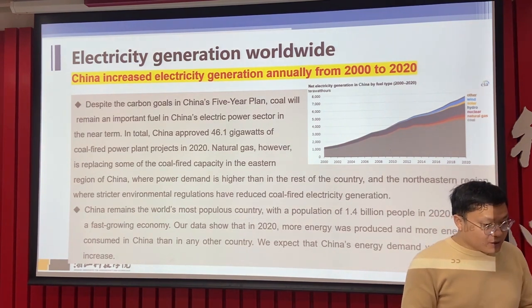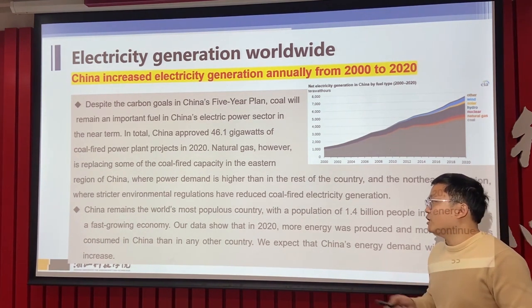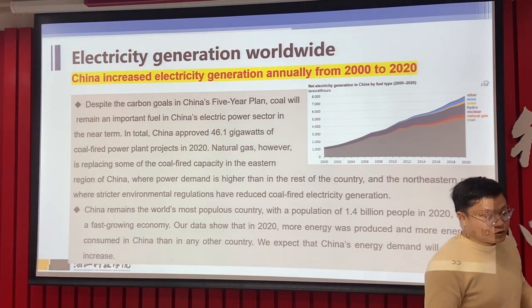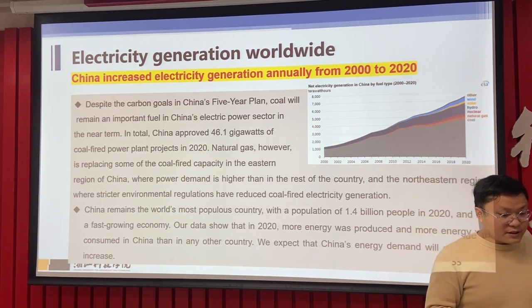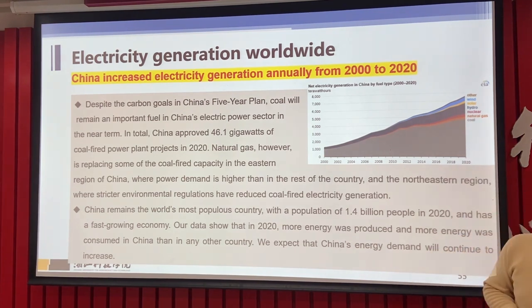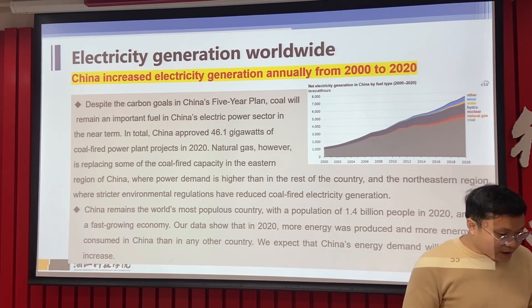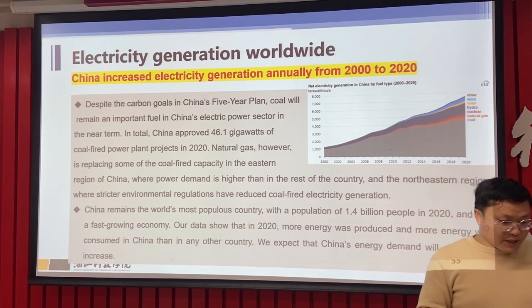electricity generation. China remains the world's most populous country, with a population of 1.4 billion in 2020, and has a fast-growing economy. Our data shows that in 2020, more energy was produced and more energy was consumed in China than in any other country. We expect that China's energy demand will continue to increase.